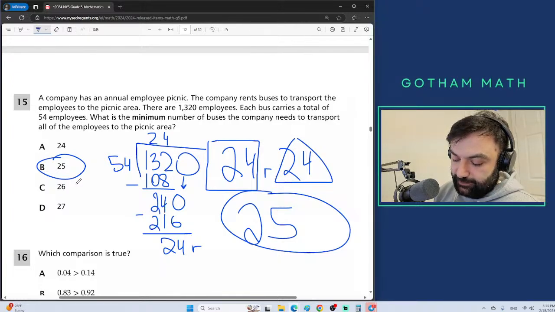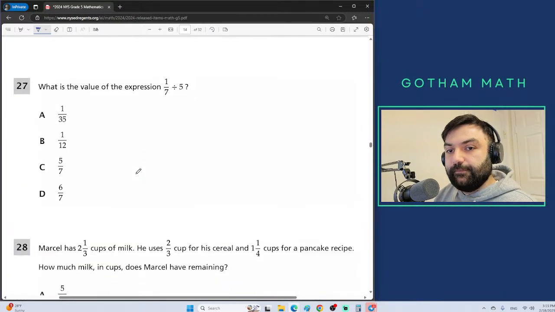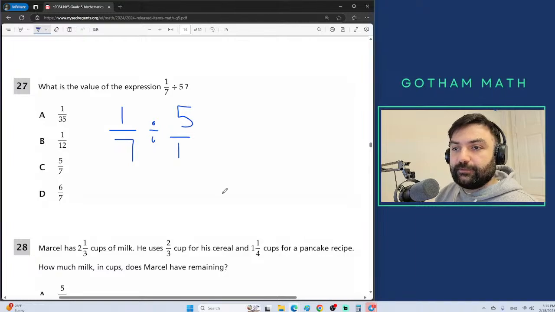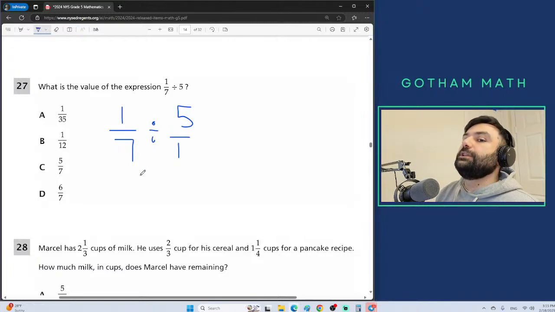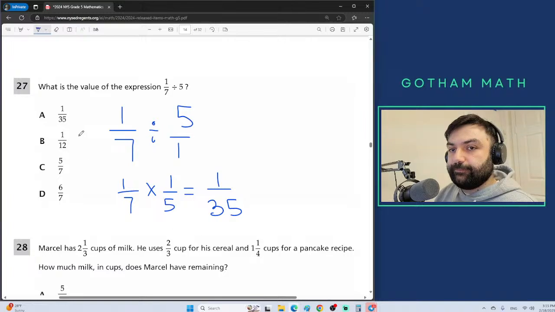The next question we have to discuss is question number 27. 1/7 divided by 5. It's just a classic example of keep, change, flip. The only thing that you want to do first is to represent 5 as 5 over 1. Okay? And now you keep the first fraction, change division into multiplication, flip the second fraction. And we get 1 over 35. A.